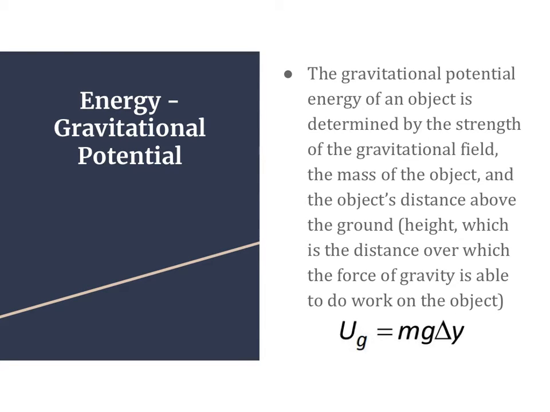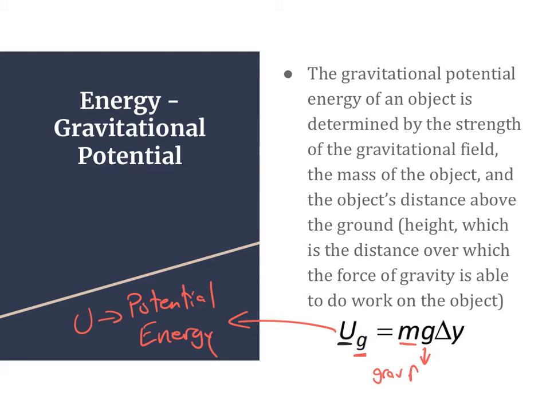So our equation, mathematically: U is our general symbol for potential energy, and we have our subscript G for gravitational potential. U_G is equal to the mass times our gravitational field strength times the change in position within that gravitational field.